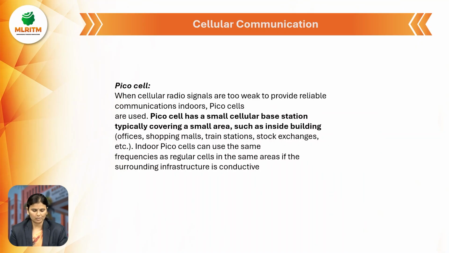And next one is picocell. When cellular radio signals are too weak to provide reliable communication indoors, picocells are used. Picocells have a smaller cellular base station, typically covering a smaller area such as inside a building, office, shopping malls and the like. Indoor picocells can use the same frequencies as regular cells in the same areas if the surrounding infrastructure is conducive.